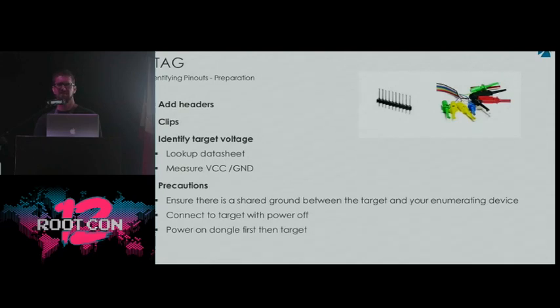There are some precautions if you don't want to fry your equipment. You want to make sure that there's a shared ground between the target and the device you're using to enumerate. And then you'll connect the target with the power off, and then you'll power on your tools first, and then the target device that you're testing.